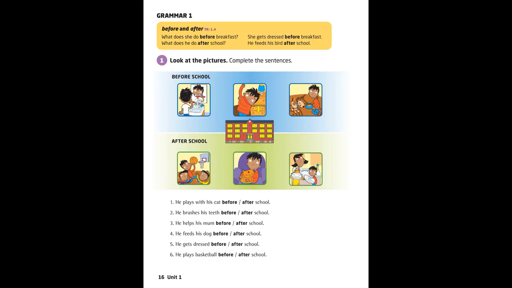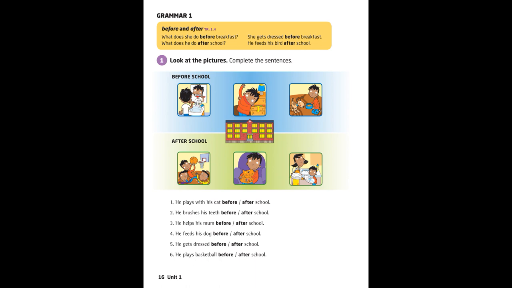Track 1.4. Grammar 1. Before and after. What does she do before breakfast? She gets dressed before breakfast. What does he do after school? He feeds his bird after school.